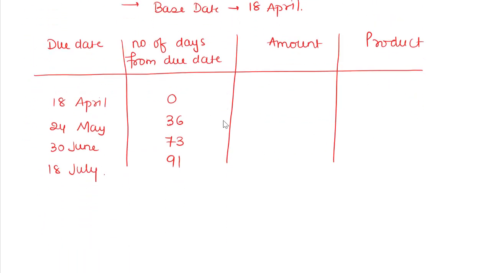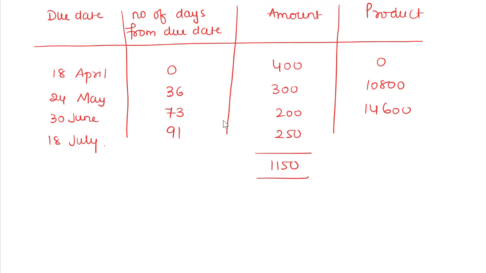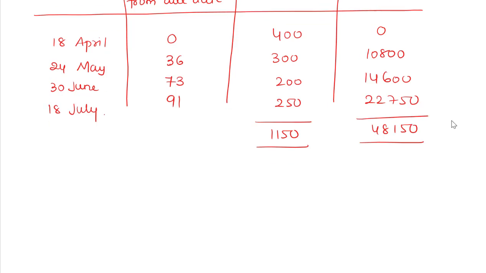Amount 400, 300, 200 and 250. Do the totals: 1150. Product: 400 multiplied by 0 is 0. 300 multiplied by 36, 10,800. 73 multiplied by 200, 14,600. 91 multiplied by 250, 22,750. The sum of the product column is 48,150.